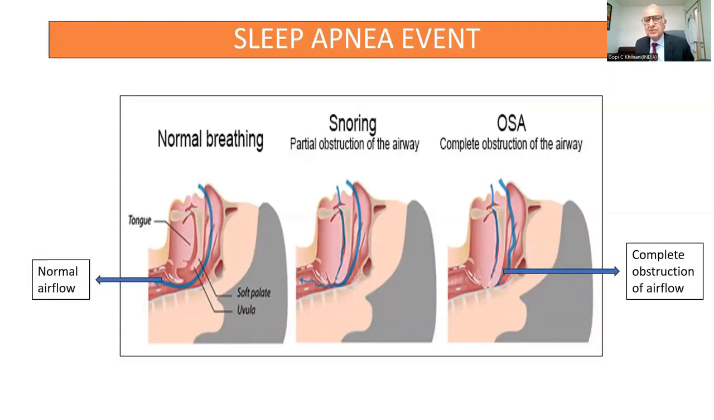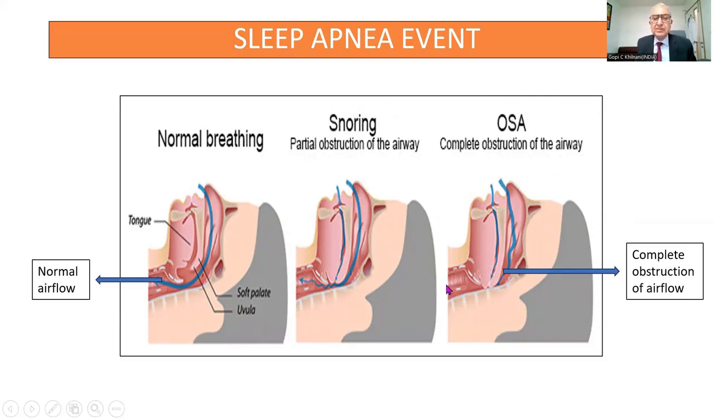What happens in obstructive sleep apnea? I'd like to draw your attention to this cartoon. In normal breathing, there is a tongue, a soft palate, a uvula, and the person breathes normally. What happens during snoring? The sound comes only when the airway becomes narrow. You can see this turbulent flow of air, which gives rise to snoring, and ultimately, when the sleep becomes deep, the breathing completely stops. This is what is called apnea and hypopnea.